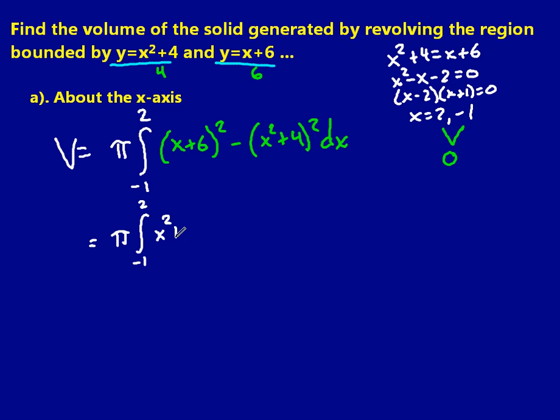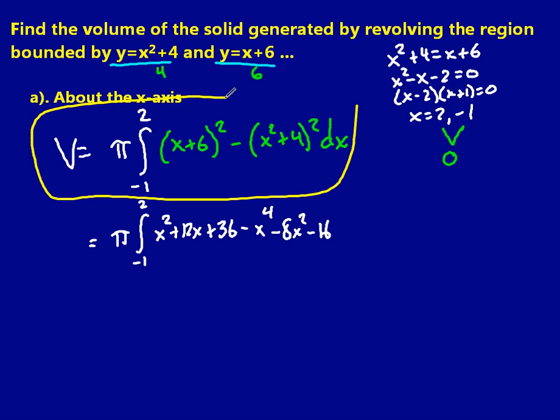You'd have x squared plus 12x plus 36 minus this whole big thing, which would be x to the 4th. You'd then have a minus 8x squared, and then you'd have a minus 16. If you want to try to simplify that, go ahead. But what I'm going to say is go straight to this point right here and plug it into your calculator to see what you end up getting.